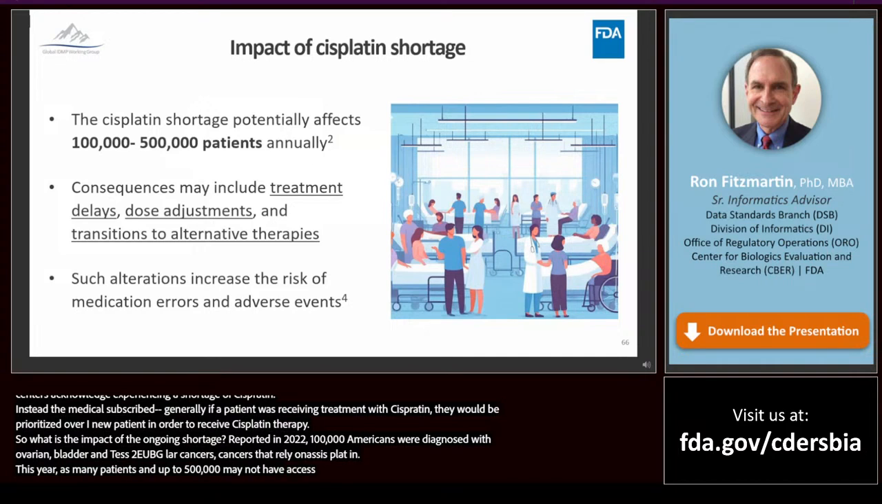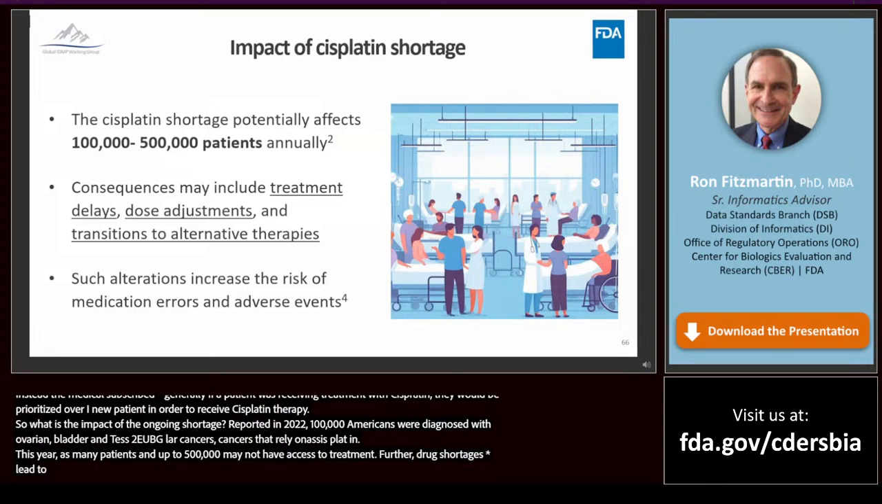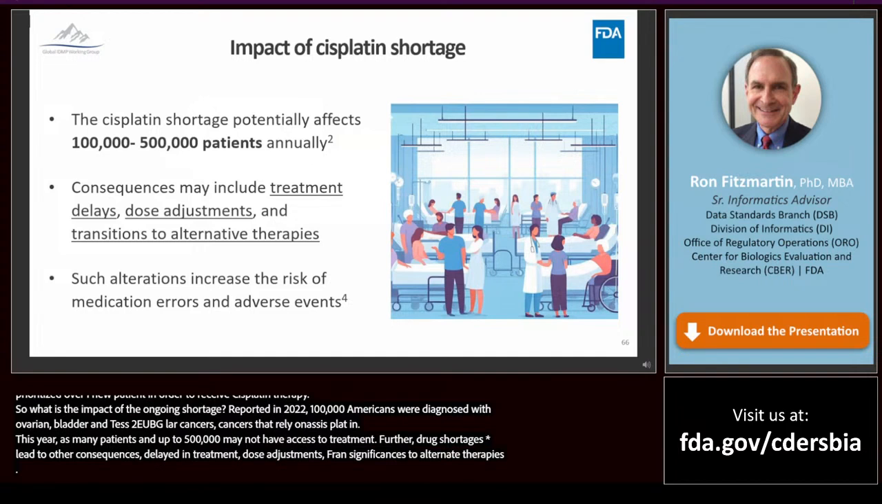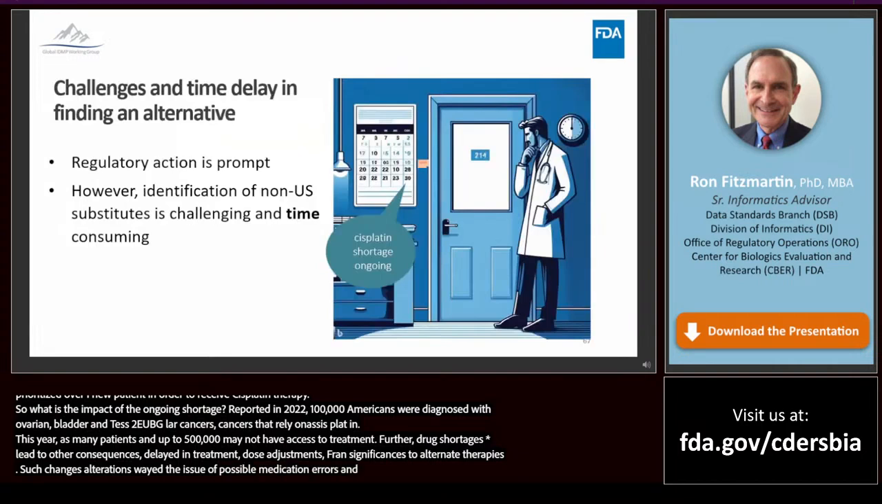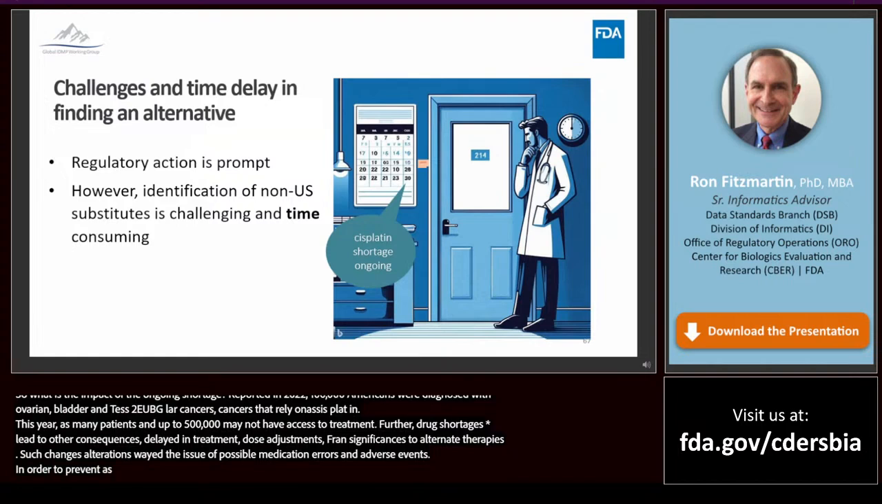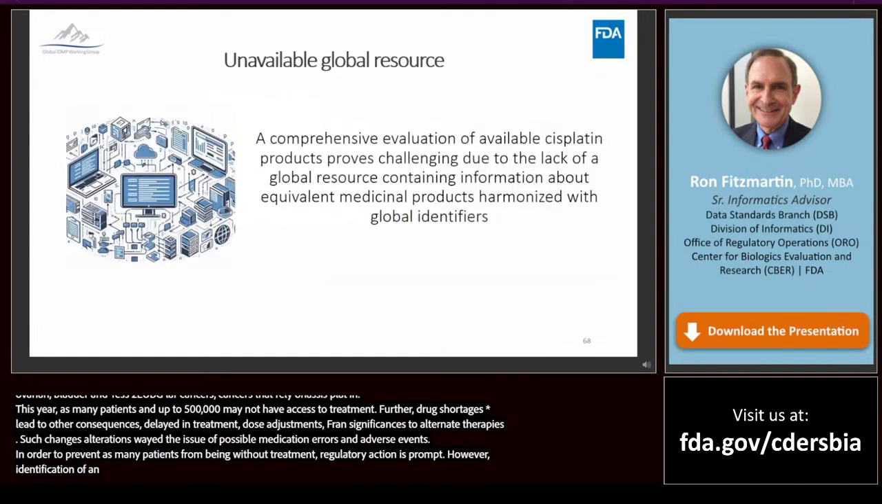Further, drug shortages lead to other consequences, including delays in treatment, dose adjustments, transitions to alternate therapies. Such changes, alterations, raise the issue of possible medication errors and adverse events. In order to prevent as many patients from being without their treatment, regulatory action is prompt. However, identification of an ex-US product is challenging and time-consuming.